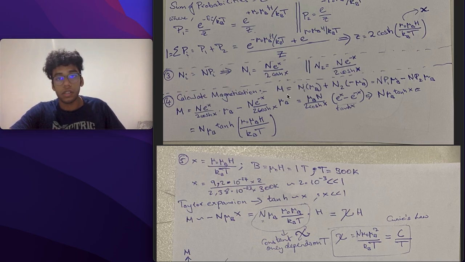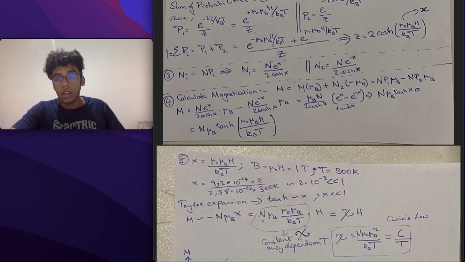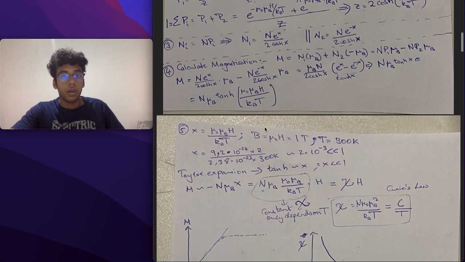You can simply find it as the summation of the contribution from spin up times the number of spin up, plus the contribution from spin down times the number of spin down. So you have this, and you find that it equals N mu B, where N is the total number, times tanh, the hyperbolic tan, of mu naught mu B H by kBT. Okay, fair enough.